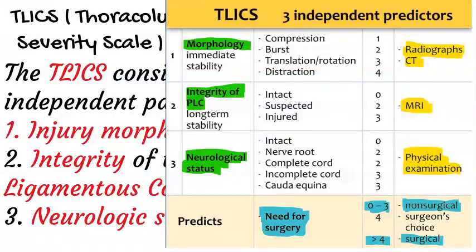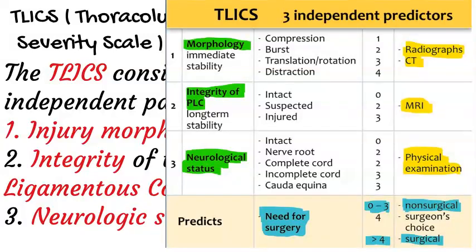For integrity of the PLC, if it is intact it is 0, suspected is 2, injured is 3. This one can be confirmed by using an MRI. Number 3, the neurological status, if intact it is 0, if there is a nerve root involvement it is 2. Complete cord injury is 2 points. Incomplete cord injury is 3 points. And if the patient presents with cauda equina it is 3 points. This is all by physical examination.